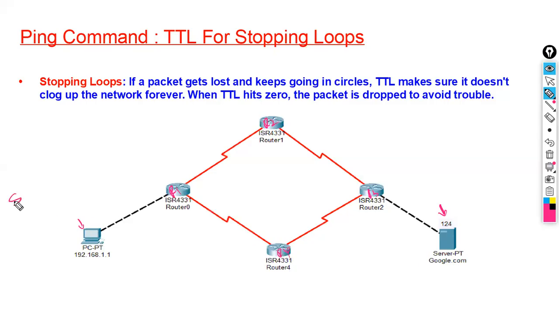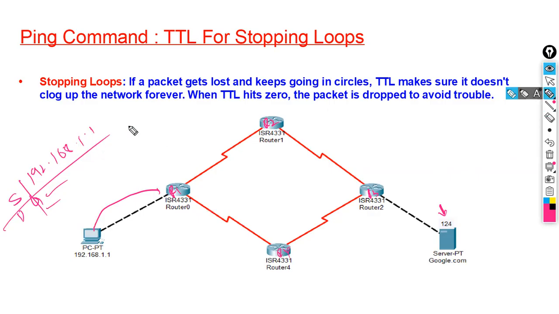Now, what is the source here? The source is 192.168.1.1 and the destination is google.com. Okay. So, let us say we want to ping google.com, the packet will go to R1. Let us say there is no TTL value. There is no concept of TTL value. The packets will be sent without any TTL value.